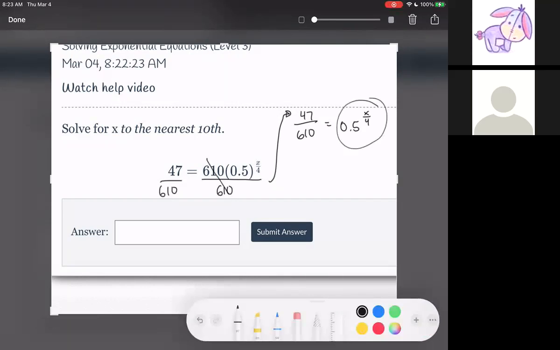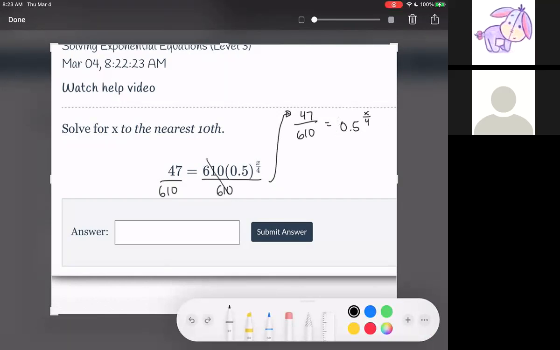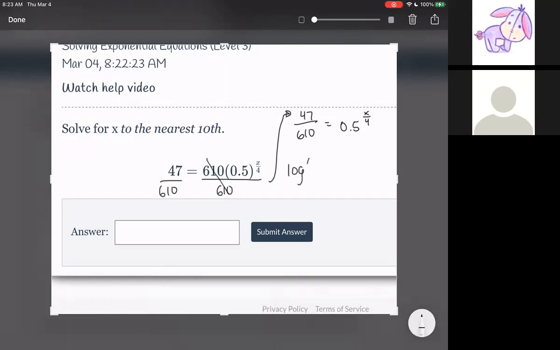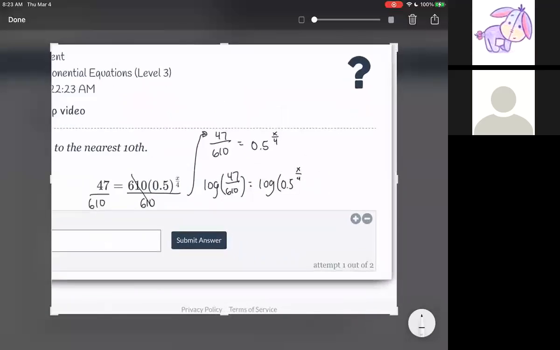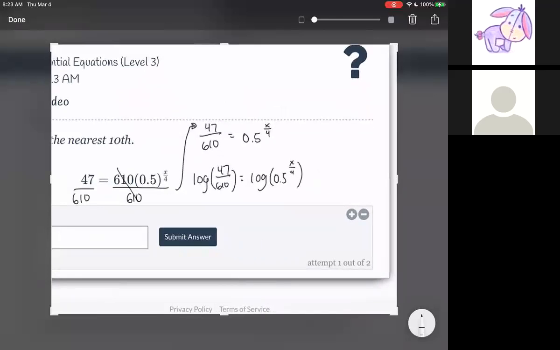So now that our exponential is by itself, we can do a log of both sides. Log of 47 over 610 is equal to log of 0.5 to the power of x over 4. And so when you do a log of an exponential, the exponent gets moved to the front. So x over 4 times log of 0.5. And this will be equal to log of 47 over 610. That part has remained unchanged.